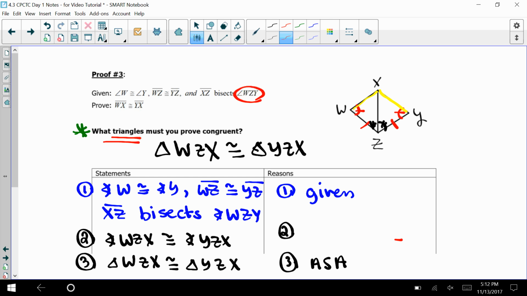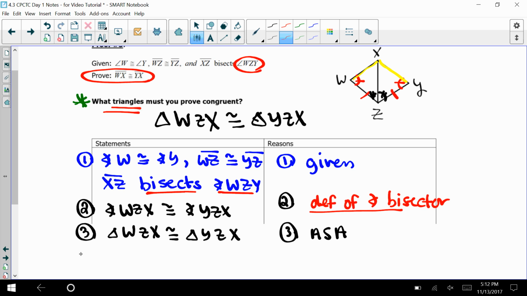So let's think about what goes here in step 2. If we're using this information that something's being bisected, think about what is being bisected. It's an angle that's being bisected. So the definition of angle bisector. Now can we get to our proof statement after we've proven that these triangles are congruent? Yes. We know these triangles are congruent, so corresponding parts of congruent triangles are congruent is our reason.